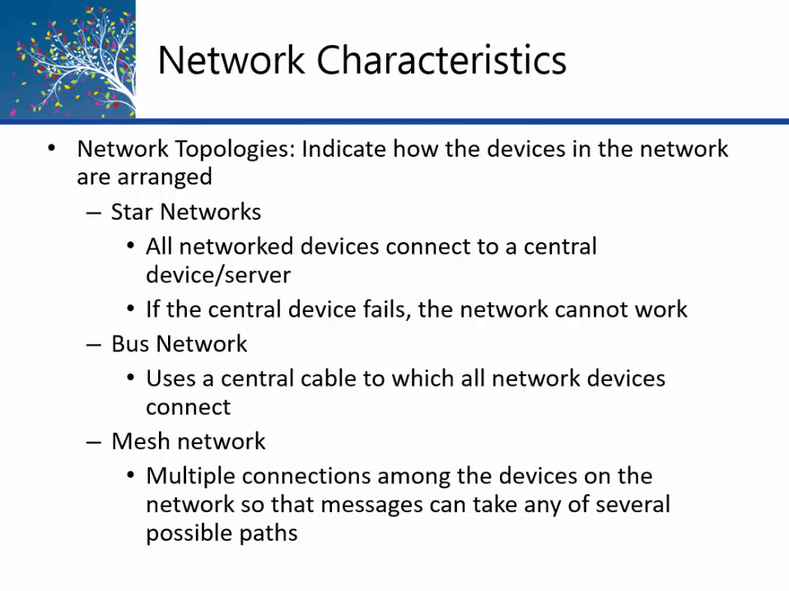A mesh network is probably the most common, where we're not strictly making sure that every node on the network follows the bus or follows the star or follows the ring network, which I think the chapter talks about, or other options. You just do what's convenient for the task at hand.